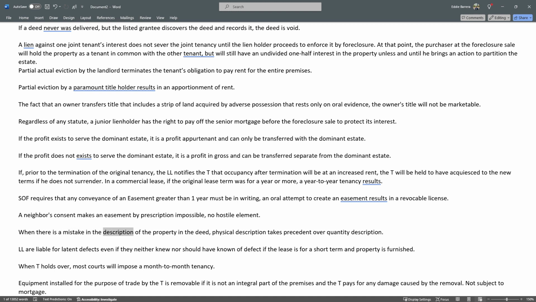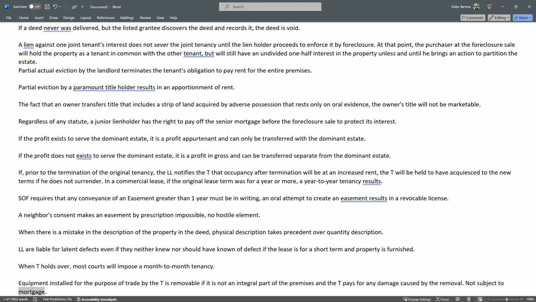When there is a mistake in the description of the property in the deed, physical description takes precedence over quantity description. LL are liable for latent defects even if they neither knew nor should have known of the defect if the lease is for a short term and the property is furnished. When T holds over, most courts will impose a month-to-month tenancy. Equipment installed for the purpose of trade by the T is removable if it is not an integral part of the premises and the T pays for any damage caused by the removal.